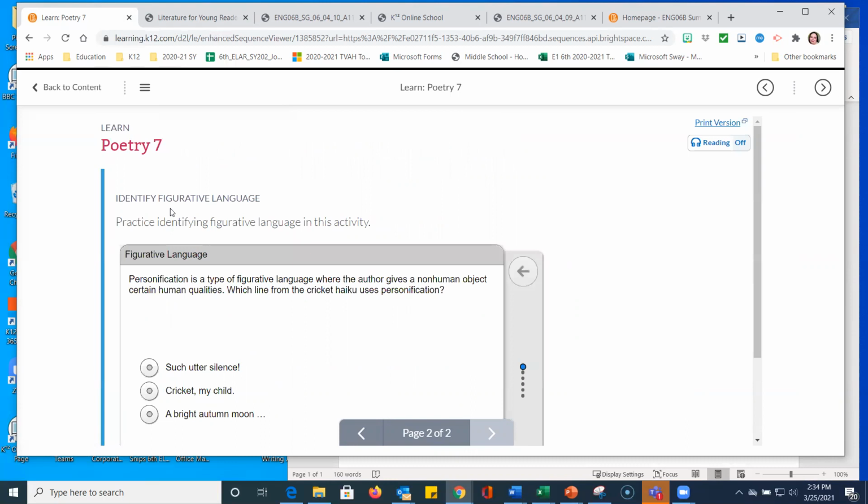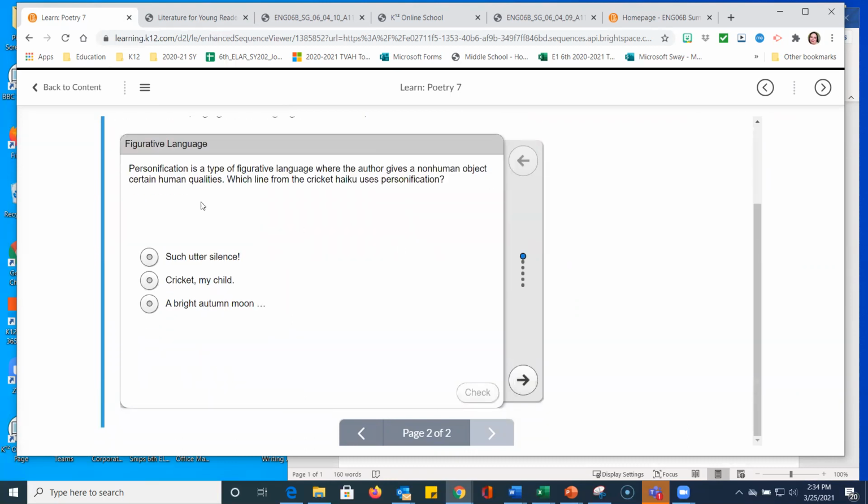Module 7. Practice identifying figurative language in this activity. Personification is a type of figurative language where the author gives a non-human object certain human qualities. Which line from the cricket haiku uses personification? A, such utter silence. B, cricket my child. Or C, a bright autumn moon. Click on the answer. Check it.